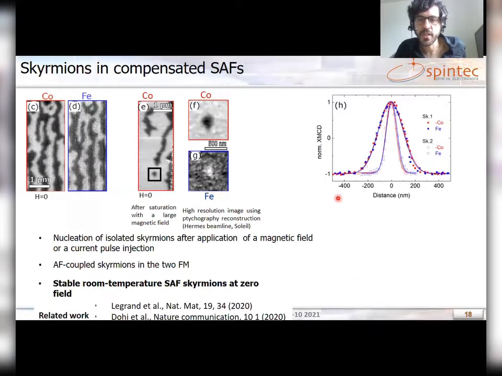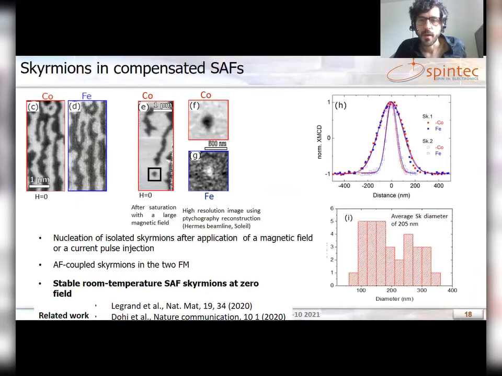I show you here a line scan along the skyrmion diameter at both the iron and cobalt edge, which superimpose accurately. This demonstrates that this is an antiferromagnetic skyrmion in a SAF, stable here at zero field and room temperature. We repeated this experiment several times, and it allowed us to obtain the distribution of the skyrmion sizes with an average diameter of around 205 nanometers.